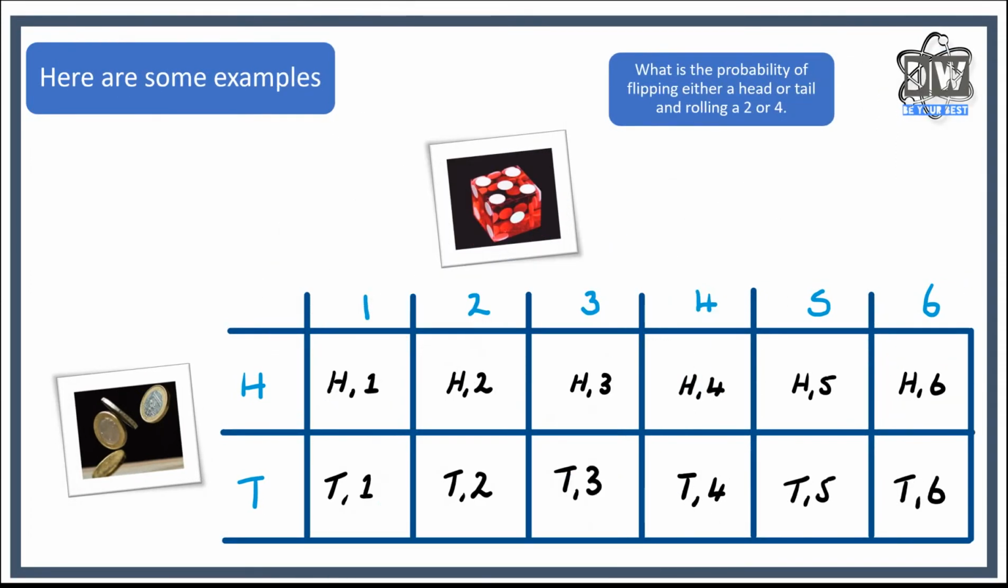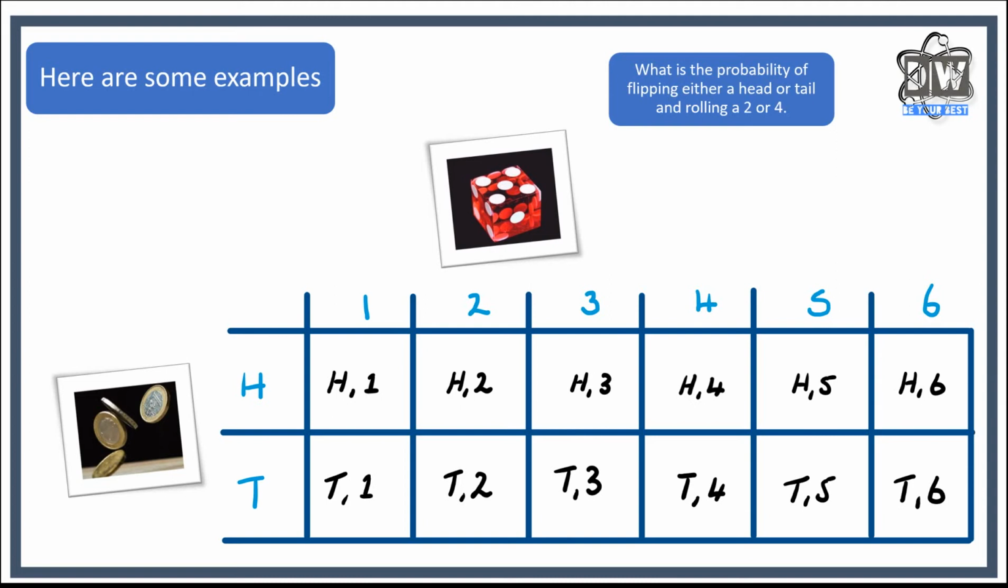So the same information is here as before, but now we've got a change in question. What is the probability of flipping either a head or a tail and rolling a 2 or a 4? So I really want you to try this one on your own. Pause the video, give it a go, come back and see if you've got it correct.